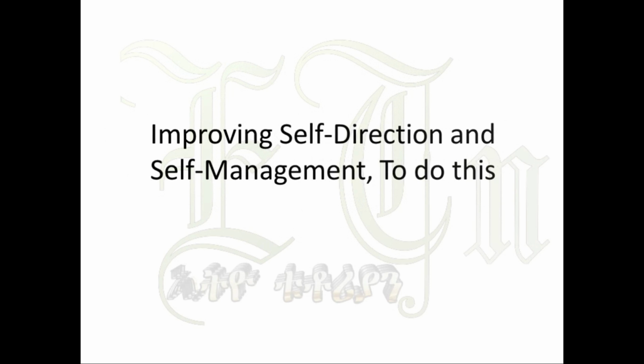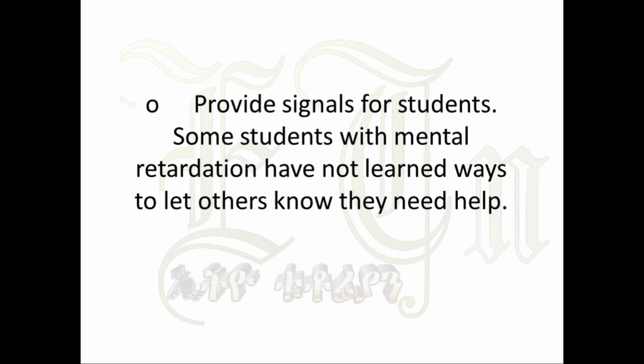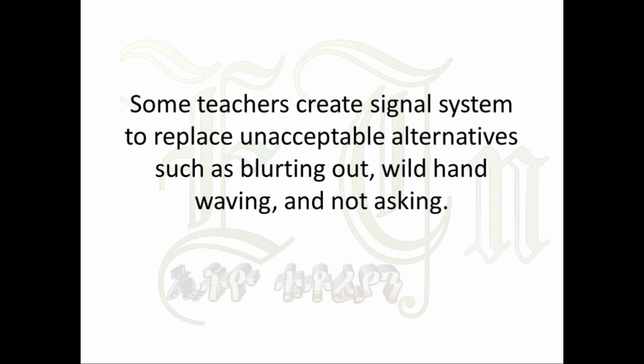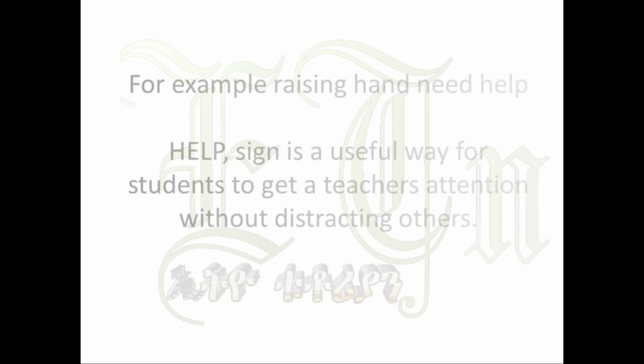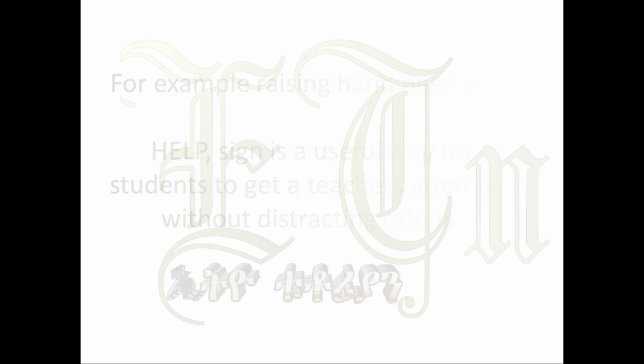Improving self-direction and self-management. To do this, provide signals for students. Some students with mental retardation have not learned ways to let others know they need help. Some teachers create a signal system to replace unacceptable alternatives such as blurting out, wild hand waving, and not asking. For example, a raised hand means need help. A help sign is a useful way for students to get a teacher's attention without distracting others.